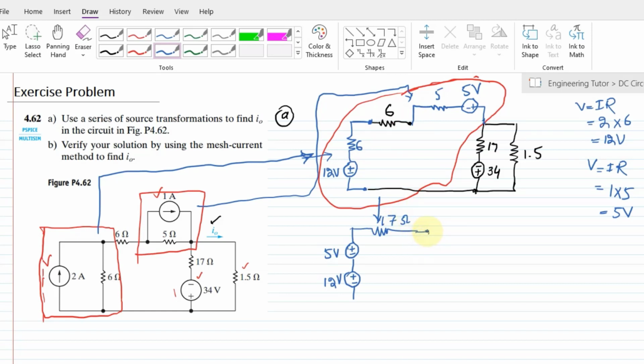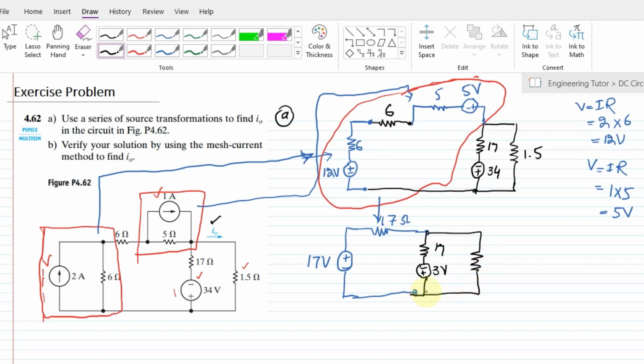And similarly, the circuit here will be like this one. We can see here that these 2 can also be added together, and after adding them, their cumulative result will be a single source of 17 volts. Okay, 12 plus 5 is 17, so I will get here 17 volts. So this is the transformed version. Similarly, that is the 17 ohm resistor, this is the 34 volt source, and the 1.5 ohm resistor is here. So this is my circuit.